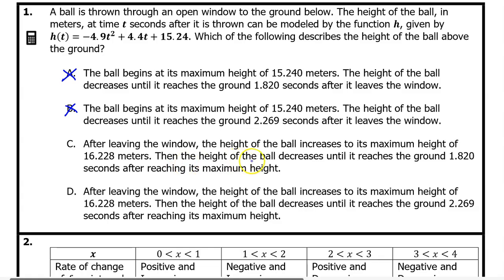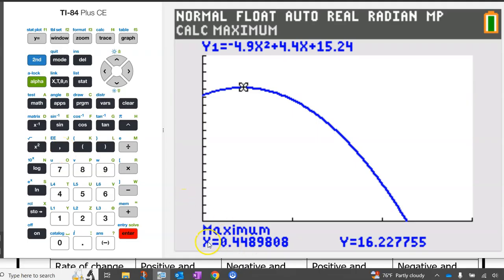Option C says the height of the ball decreases until it reaches the ground 1.820 seconds after reaching its maximum height. On the other hand, option D says the height of the ball decreases until it reaches the ground 2.269 seconds after reaching its maximum height. So let's figure out how many seconds it takes for the ball to reach the ground after reaching its maximum height. The calculator forced us to use an x instead of a t, but this x coordinate is really the value of t, the number of seconds after the ball was thrown.